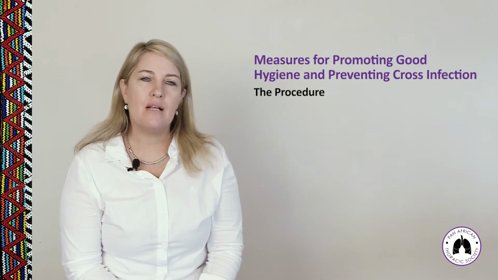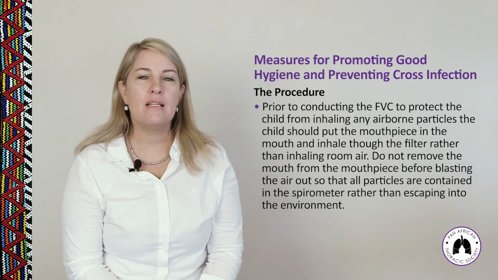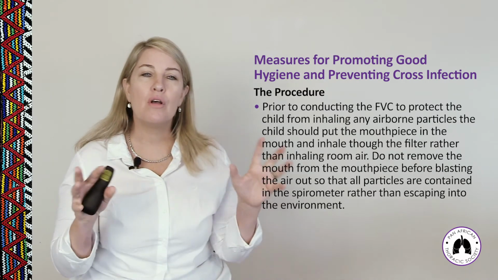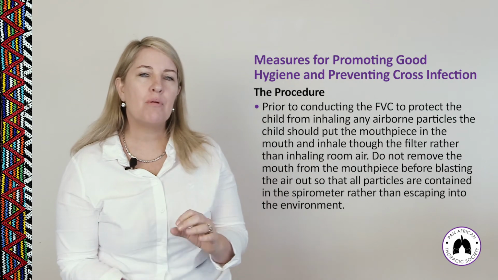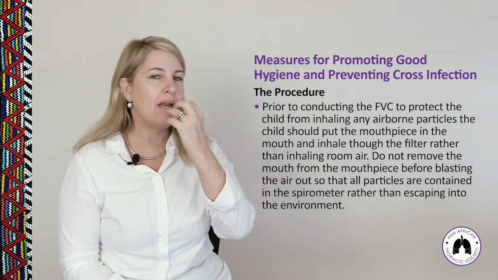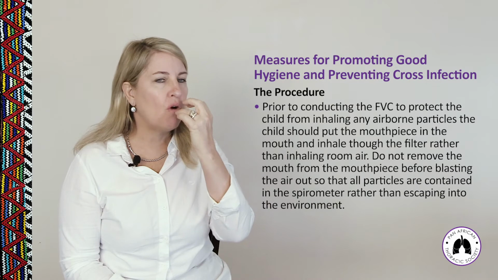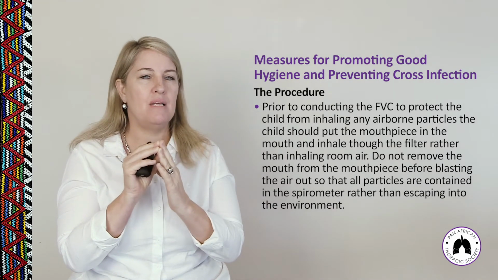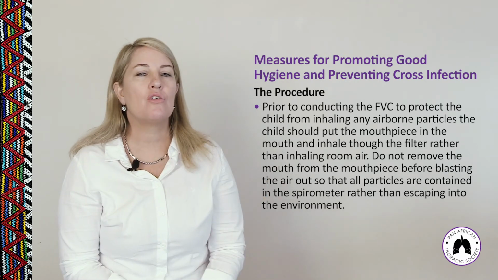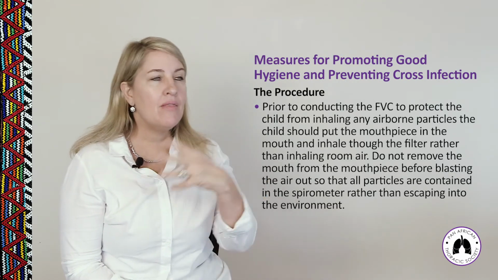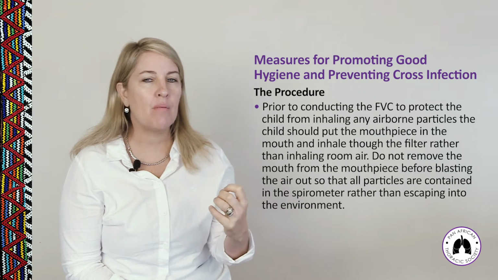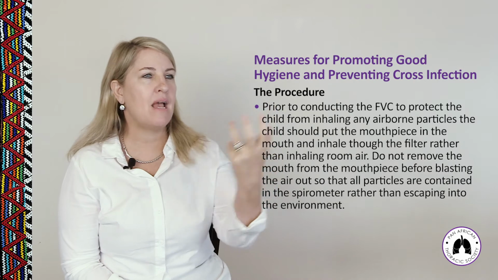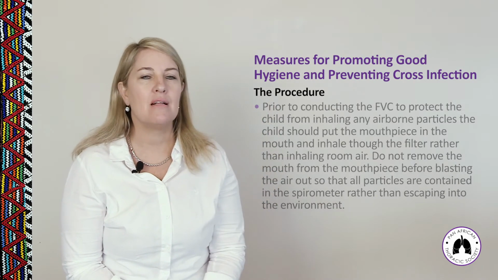During the procedure itself, just prior to conducting the FEC procedure, to protect the child from inhaling any airborne particles, the child should put the mouthpiece in the mouth and inhale through the filter rather than inhaling room air before they put their mouth onto the mouthpiece, before blasting the air out, so that all the particles in the air are contained in the spirometer with the filter on it, rather than being escaped and available in the environment itself.